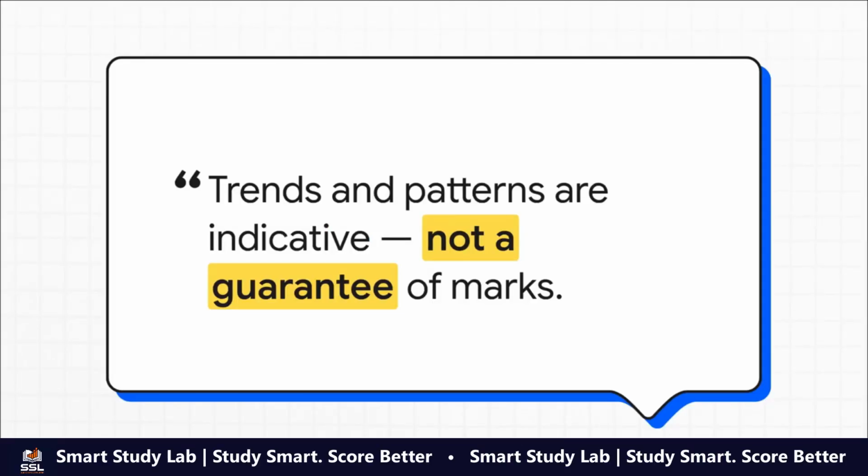Before we wrap up, I do need to give you a quick reminder that this analysis is based on past exam data. Trends and patterns are indicative, they aren't a magical guarantee of marks. But by utilizing this roadmap, you are no longer studying in the dark. You know exactly where the examiner's focus actually lies. Implement this strategy, manage your time fiercely, and remember, study smart, score better. So, looking at your schedule right now, which of those Tier 1 power chapters are you going to conquer first?